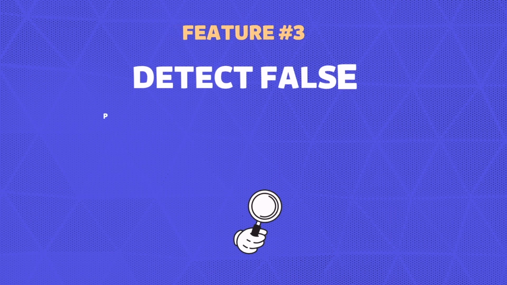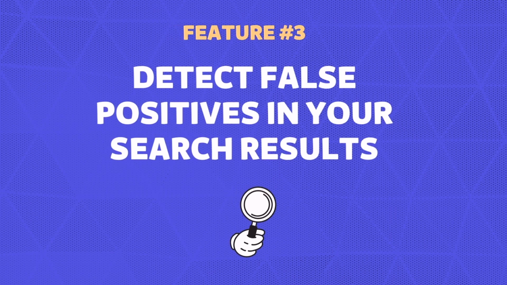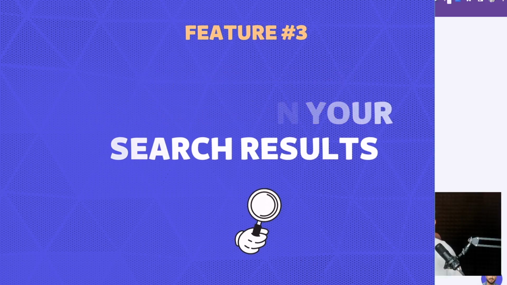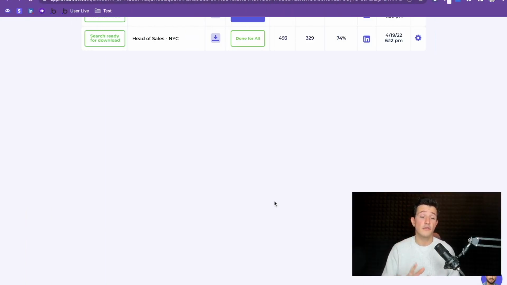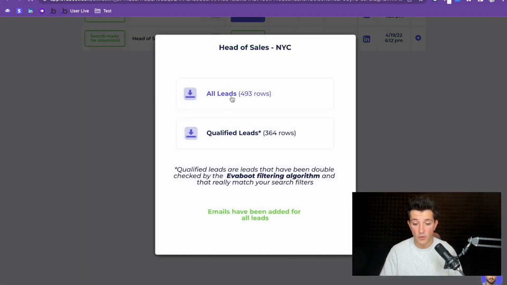The first step is the double checking of your Sales Navigator search filters, because if you use Sales Navigator a lot, you know that sometimes your search results don't match your search filters. So to save you time, Evaboot will automatically detect these false positives. So here, for example, I was looking for head of sales and I have 75% of qualified leads.